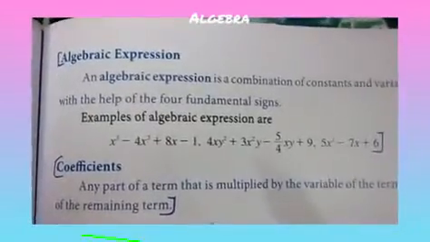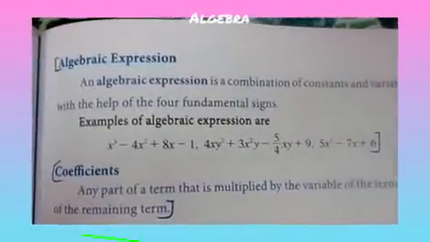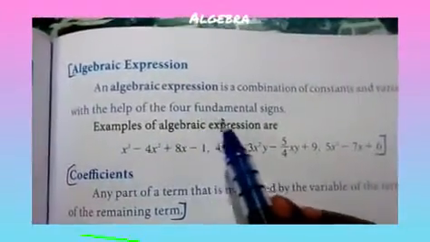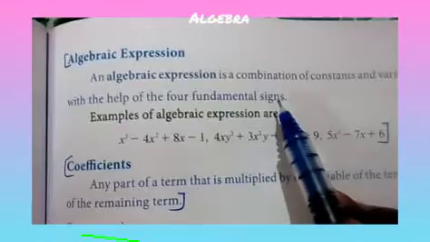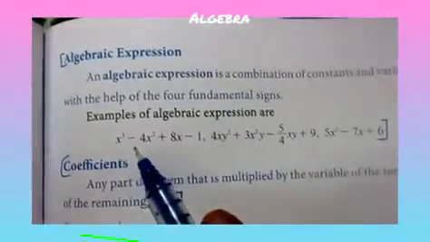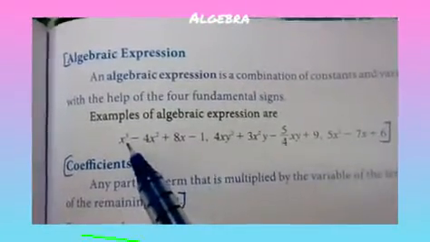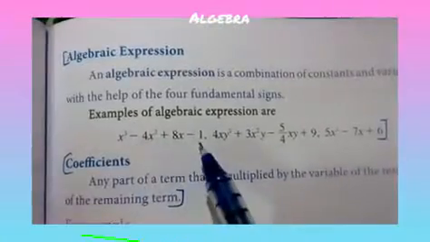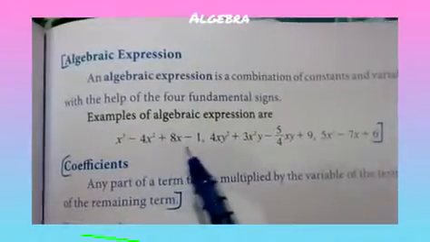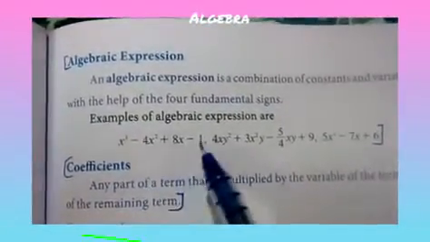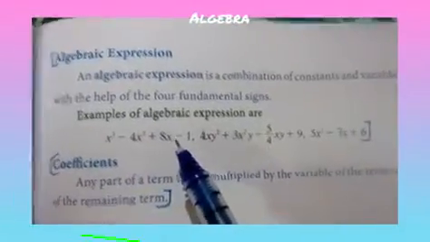Next, algebraic expression. An algebraic expression is a combination of constants and variables combined together with the help of four fundamental signs. The four fundamental signs mean the basic symbols: plus, minus, multiplication and division. For example, x cube minus 4x square plus 8x minus 1. Each one is called a term. Here there are 1, 2, 3, 4 terms. The terms written together with the plus and minus symbols are called an expression. It uses variables, so it is an algebraic expression.